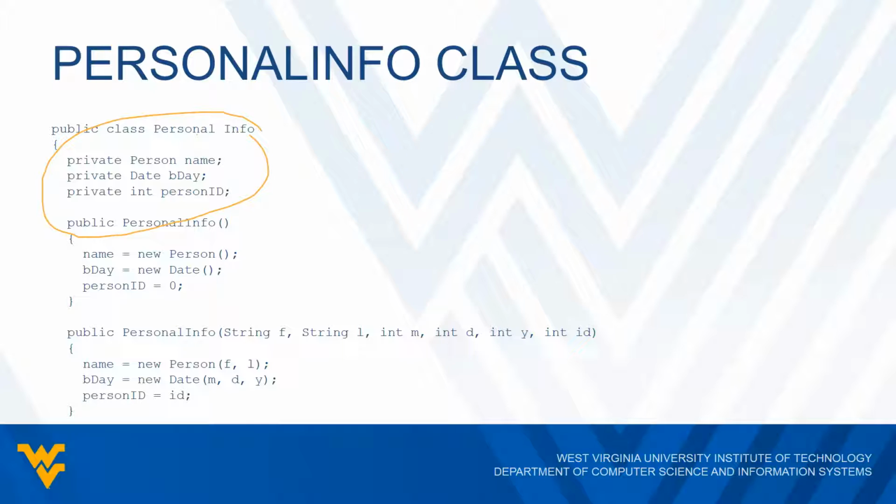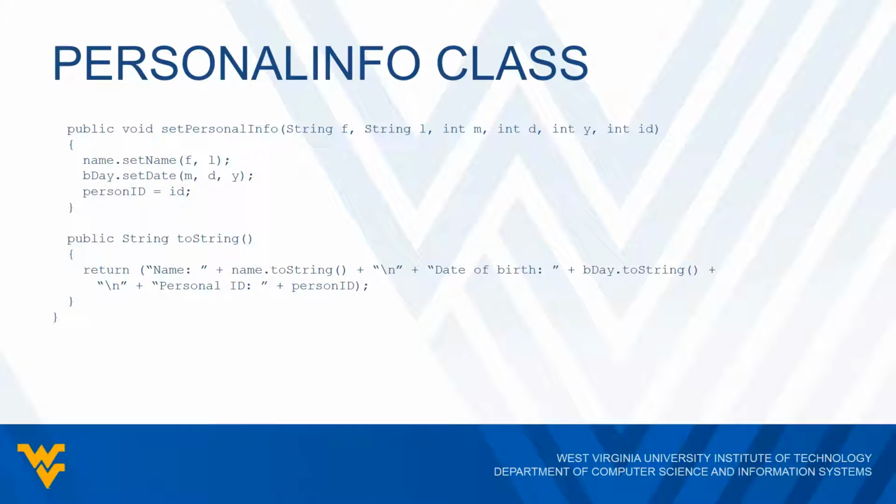Then take a look at our two constructors here. Our default constructor actually instantiates the name and bday variables. All we're doing here is creating a new object of the person class for name, and a new object of the date class for bday. Once again, we're using the default constructors of the person and date class. In our second constructor, we're passing in a bunch of parameters: the first name, the last name, the month, the day, the year, and the ID. When we create an object of the person class, we'll pass the first and last names as parameters. For creating an object of the date class, we'll pass the month, the day, and the year. And then, of course, we'll initialize our person ID with the ID parameter.